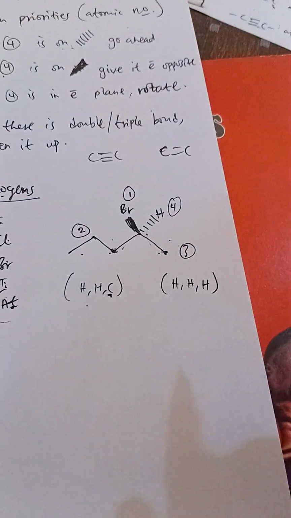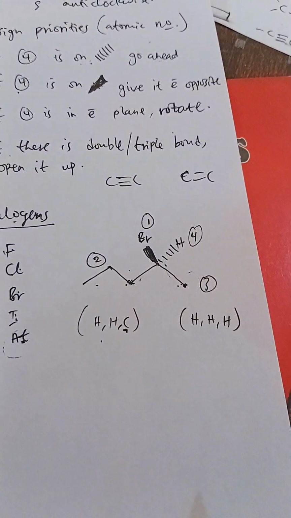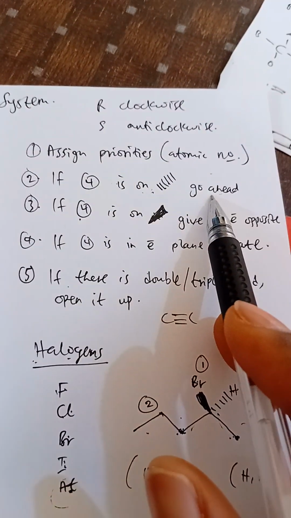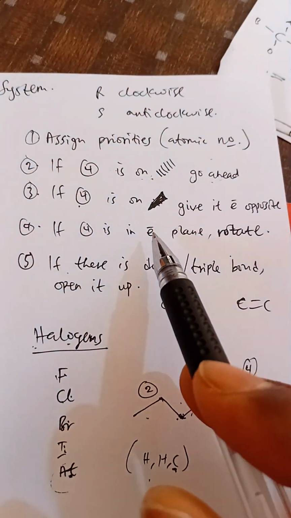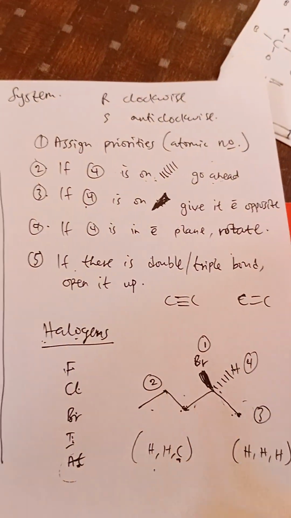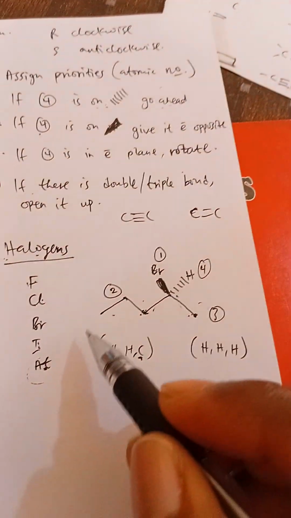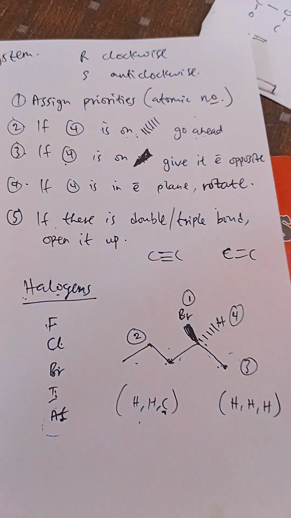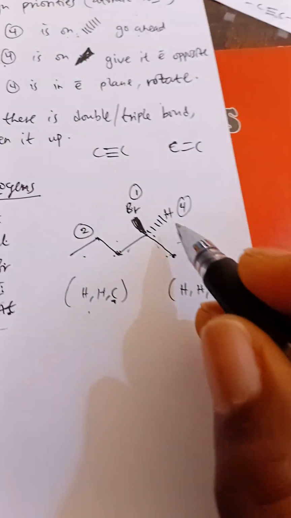When you are done, check. Is your number 4 on the broken wedge? Yes, so you can go ahead. If it's on the broken wedge, go ahead. If it's on the solid wedge, give it the opposite name. If it's R, make it S. If it's S, make it R. If it's in the plane, like if it was on any of these dashes, you rotate and put it on the broken wedge. All right. So since it's on the broken wedge, we can go ahead.